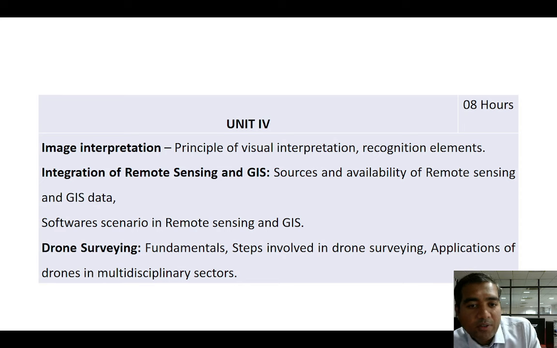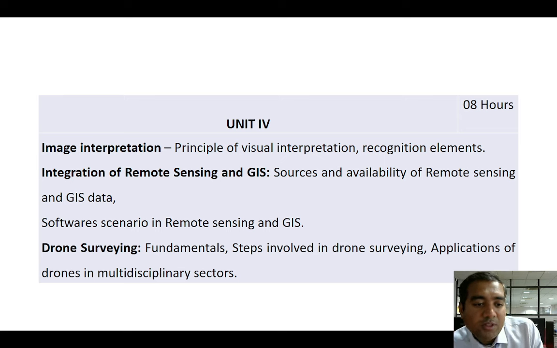Coming to unit 4, you are going to study about image interpretation. Whenever we have a satellite image, how to find the different sources, how to identify the different land use, land cover classes, all these things you are going to study over here. Along with image interpretation, you are going to study integration of remote sensing and GIS. Once you understand what remote sensing is and what GIS is, later you can integrate both the technologies and come up with the user requirement.